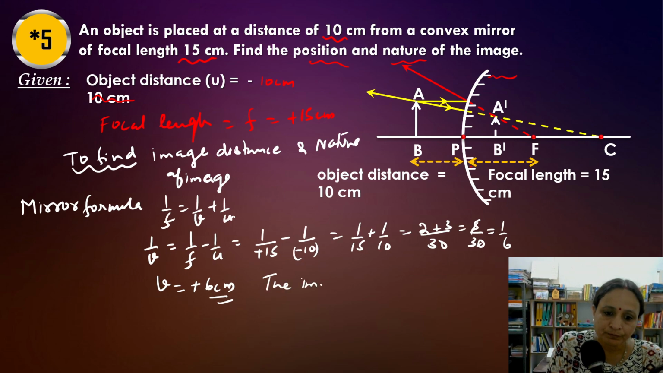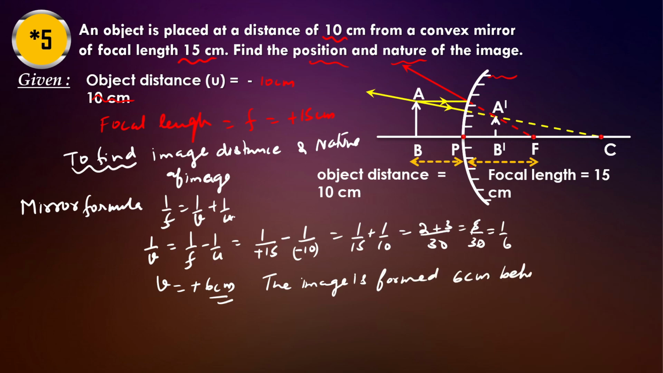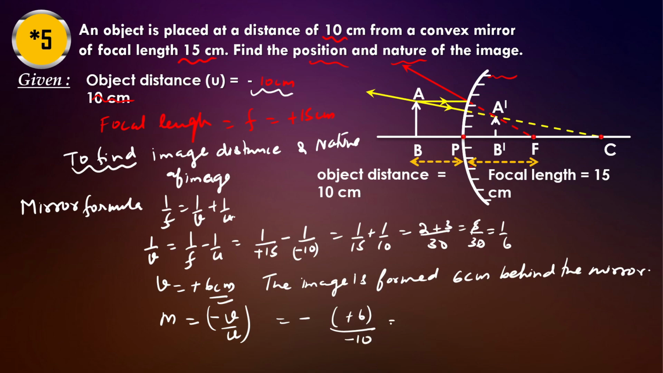The image is formed 6 centimeters behind the mirror. Okay. Done. And then we have to talk about the nature. So what is the magnification? It is minus v by u. Put the value: minus of plus 6 divided by u. Where u is equal to minus 10 centimeters. So it's minus 10. So it is minus of minus, which is plus. So it becomes 3 by 5.